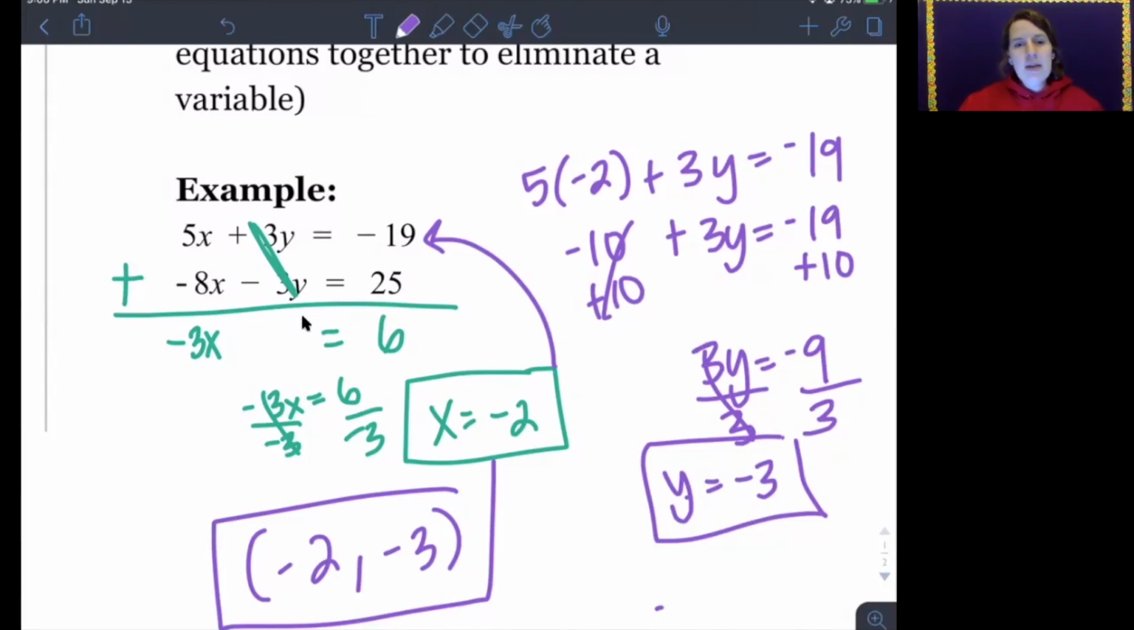There are going to be times where you don't have two values that automatically cancel out like these did. So you might have a positive 3y and a negative 6y, and you'll need to do a little bit of multiplying to get them to match. So if you come across problems where you need to do that, I will include some additional examples for you to watch on that.